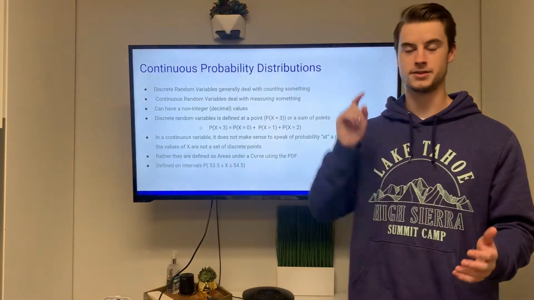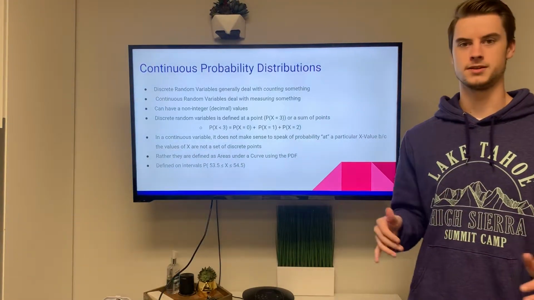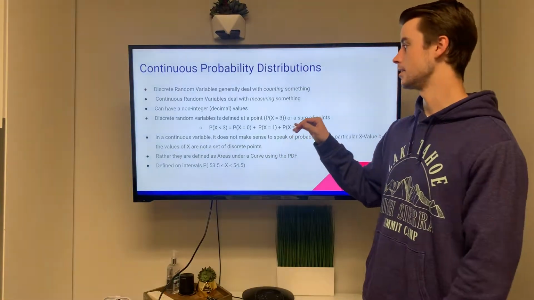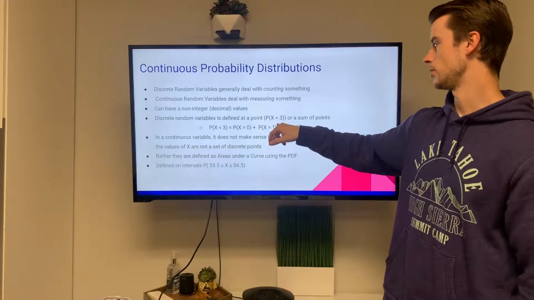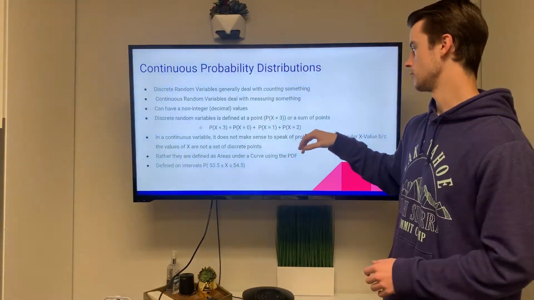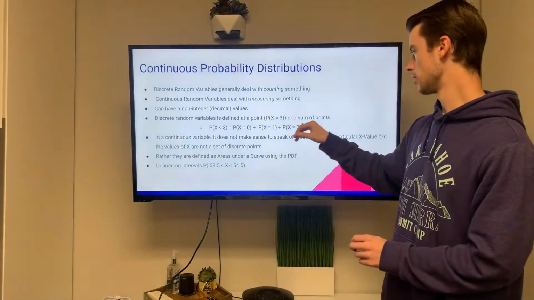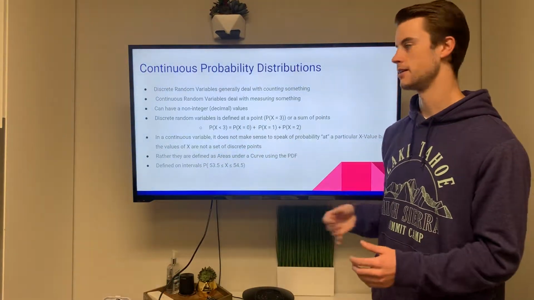We've talked about the difference between discrete values and continuous values, the same general concept in terms of probability distributions, okay? So discrete random variables are defined at a point, probability of x equal to 3, which is the outcome, or a sum of points, right? X less than 3, just all these added up.